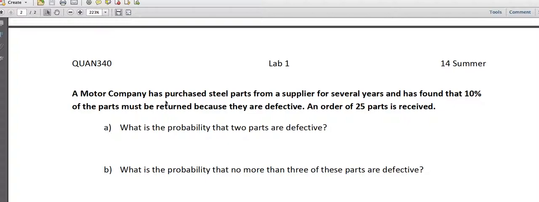A motor company has purchased steel parts from the supplier for several years and has found that 10% of the parts must be returned because they are defective. An order of 25 parts is received. The first question is, what is the probability that 2 parts are defective? The second question is, what is the probability that no more than 3 of these parts are defective? First, we need to identify the value for the parameters.